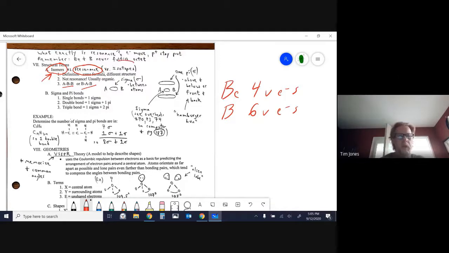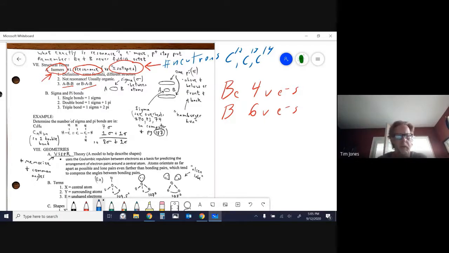The only reason I bring up isotopes is because it sounds like isomers. And just to remind you, isotopes are different versions of the same element. So they have a different number of neutrons. And that causes different versions of the same element, like carbon 12, carbon 13, and carbon 14.